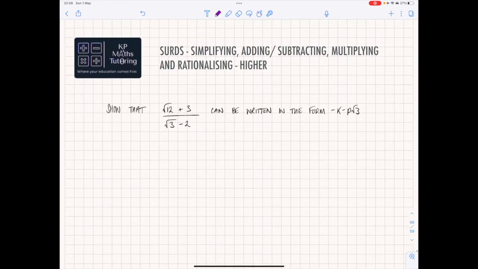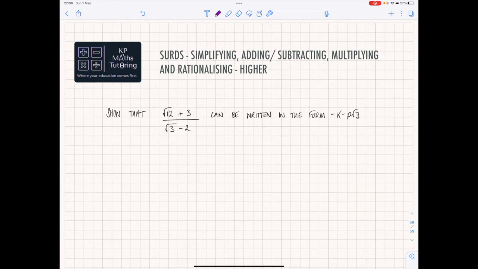So this is the next thing we're going to speak about, combining everything we've just done, and I'm being told what format to put it in at the end as well. So show that (root 12 plus 3) over (root 3 minus 2) can be written in this format. Now, because this has two values, what you now need to do is multiply it by itself, but you multiply it by itself that is opposite.